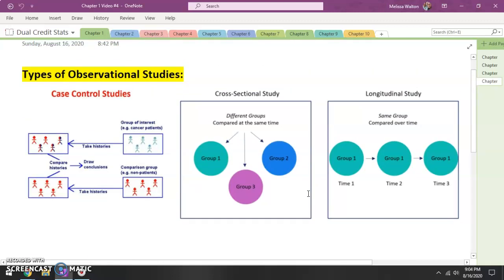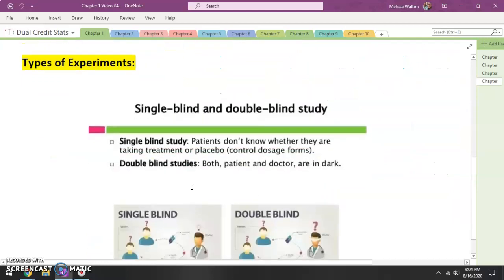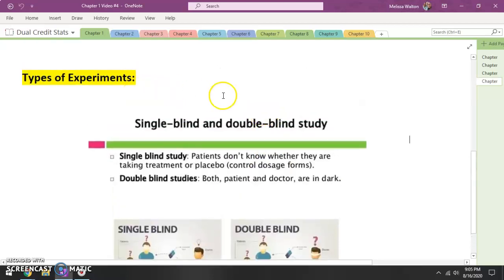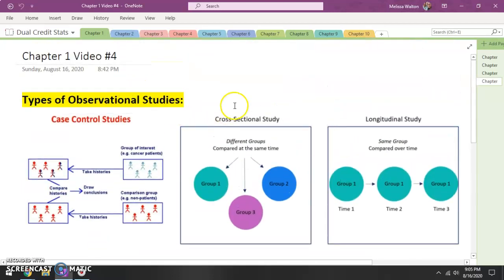All right, so overall, we've got types of observational studies, and then we also have our types of experiments. And good experiments always have a control group. Because with an experiment, you can determine cause and effect if you have a control group. With observational studies, you cannot determine cause or effect. You can simply report general conclusions that you've found based off of your research.